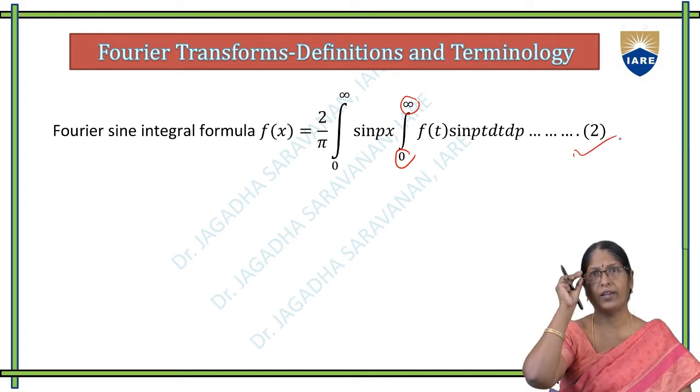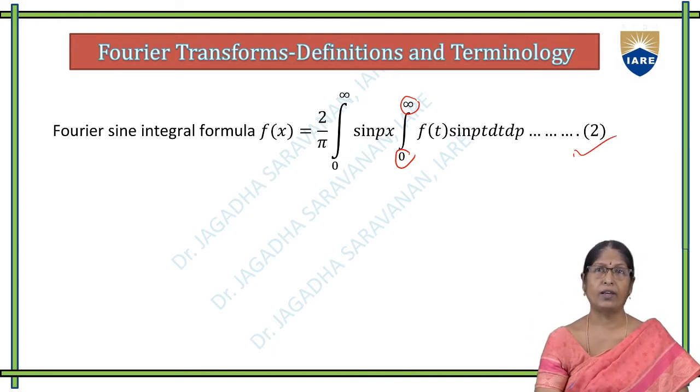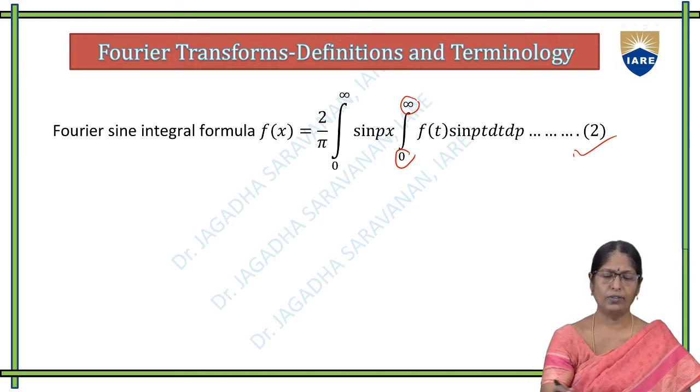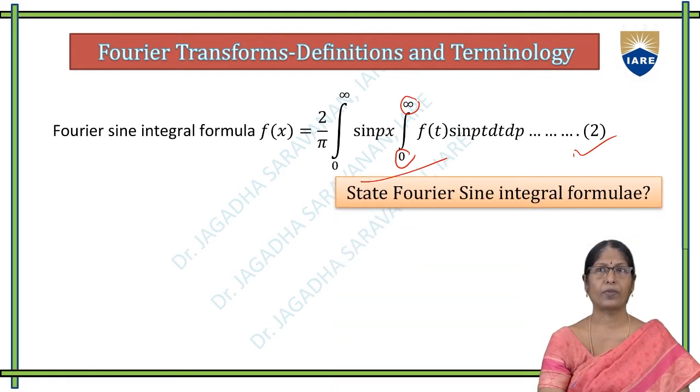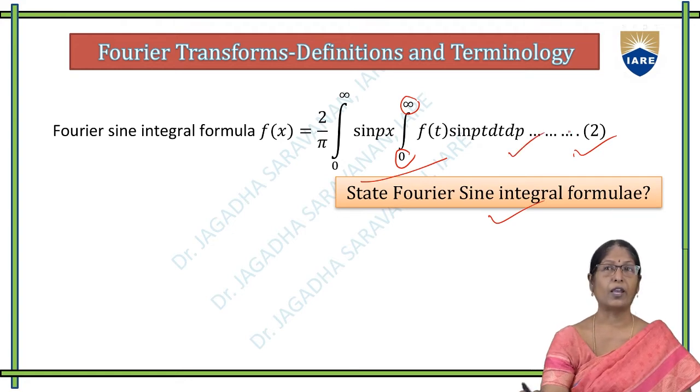So from the Fourier integral formula we obtained the Fourier sine integral. This is the formula for our Fourier sine integral: 2 by pi integral 0 to infinity sine px, integral 0 to infinity f of t sine pt dt dp. What question can we expect? Very short questions: state the Fourier sine integral formula. So this can be written.